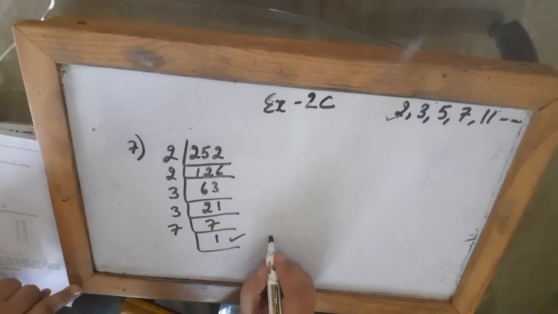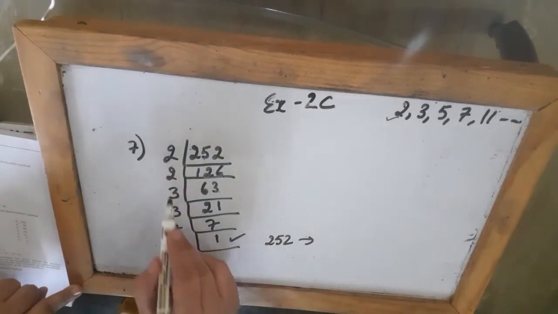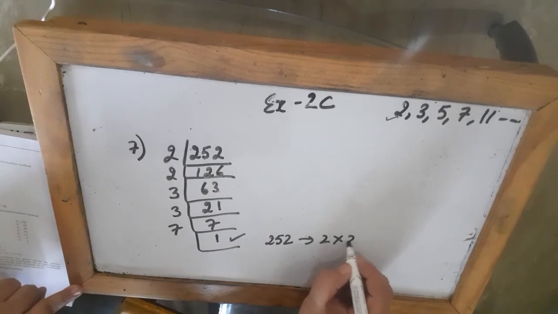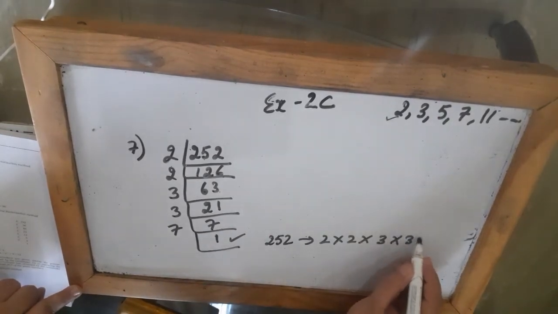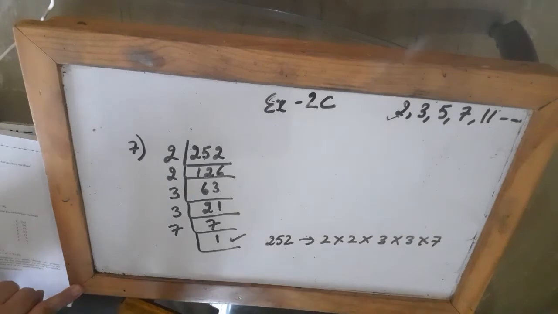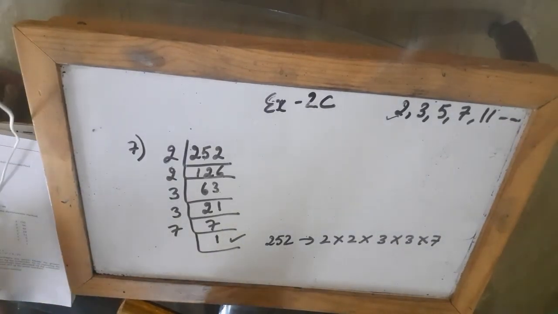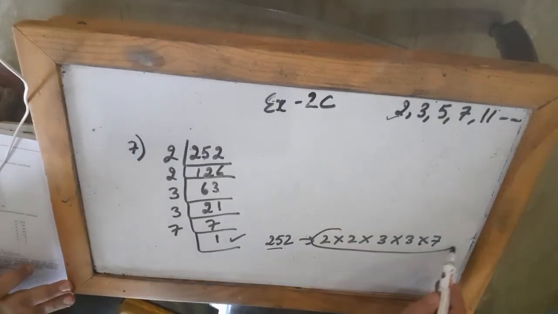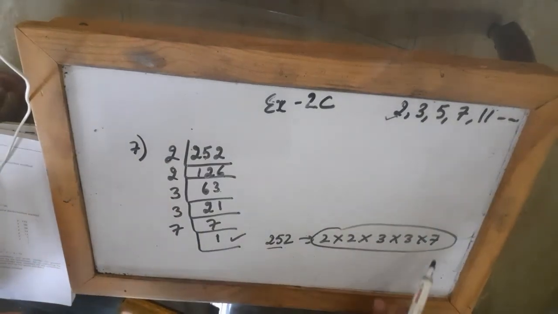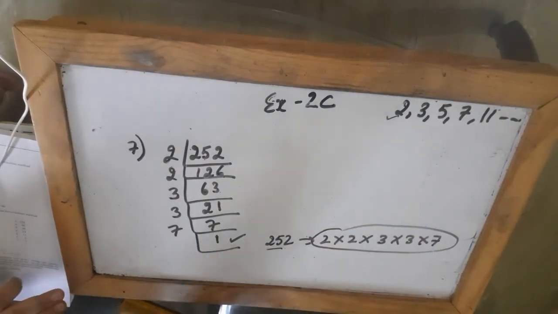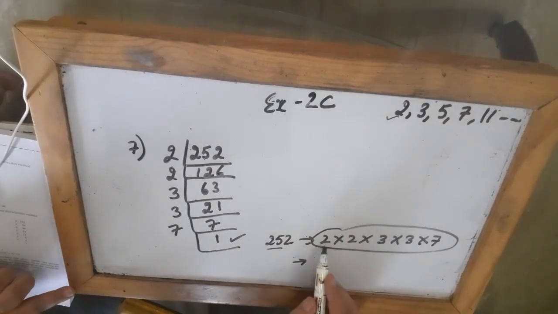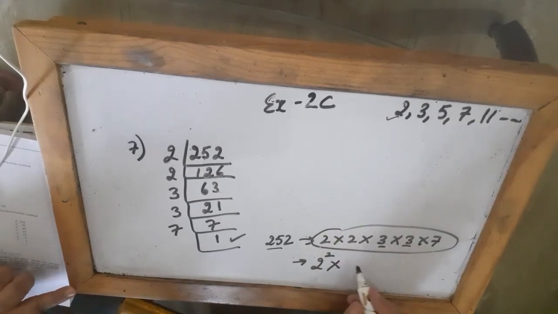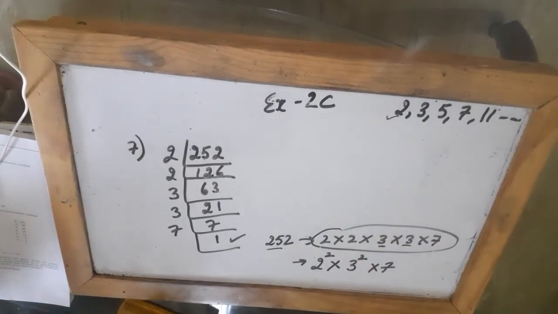So what are the factors of 252? All these prime numbers which I have used to divide it: 2 into 2 into 3 into 3 into 7. So all these are prime factors of 252. So 252 I have written as a product of its prime factors. When we multiply them, you will get 252. And how can I write it in the exponential form? 2 is repeated 2 times, so it has the power 2. Multiply by 3 is repeated 2 times, so 3 power 2 into 7. So this is how we write.